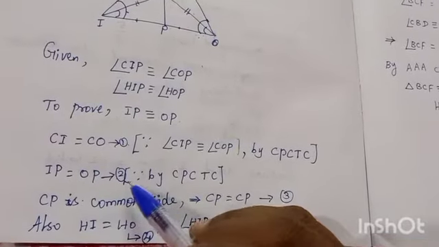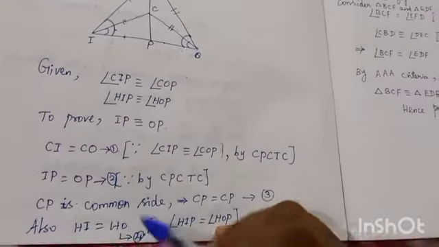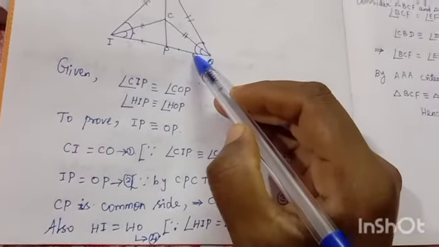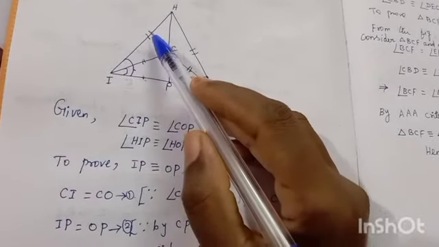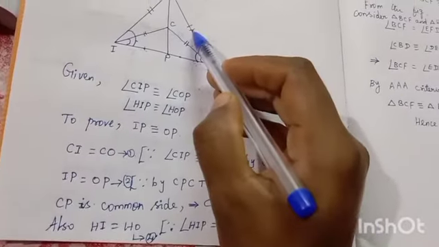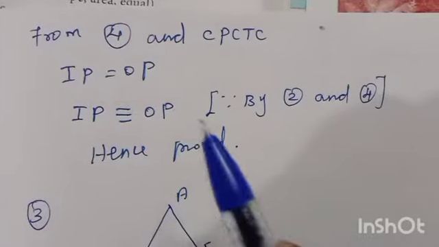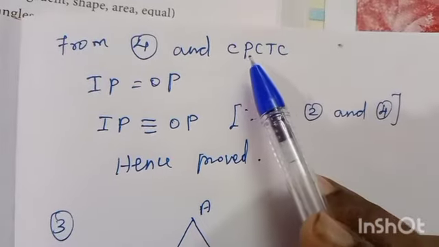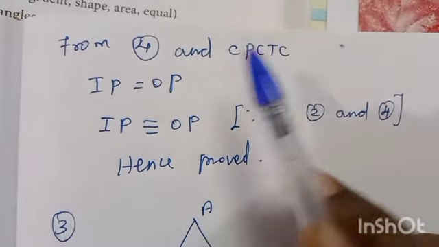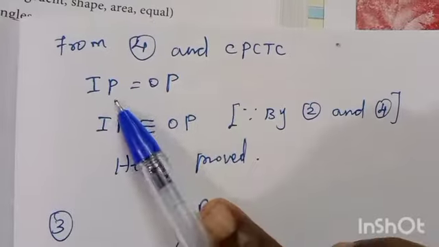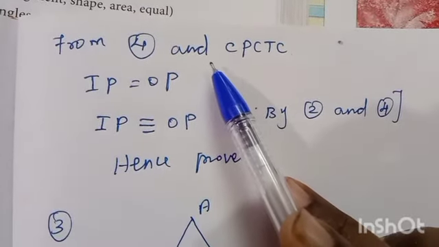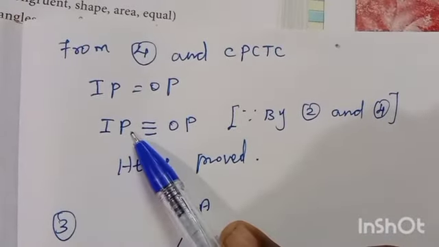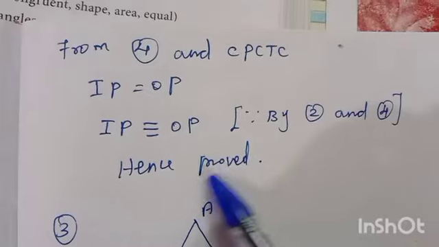Now you have to consider equations 2 and 4. What does equation 2 explain? These two are equal. What does equation 4 explain to us? These two are equal. So from 2 and 4, corresponding parts of congruent triangles are congruent. So IP is equal to OP. These two sides are equal. From the second and fourth equations, we conclude that IP is congruent to OP. Hence proved.